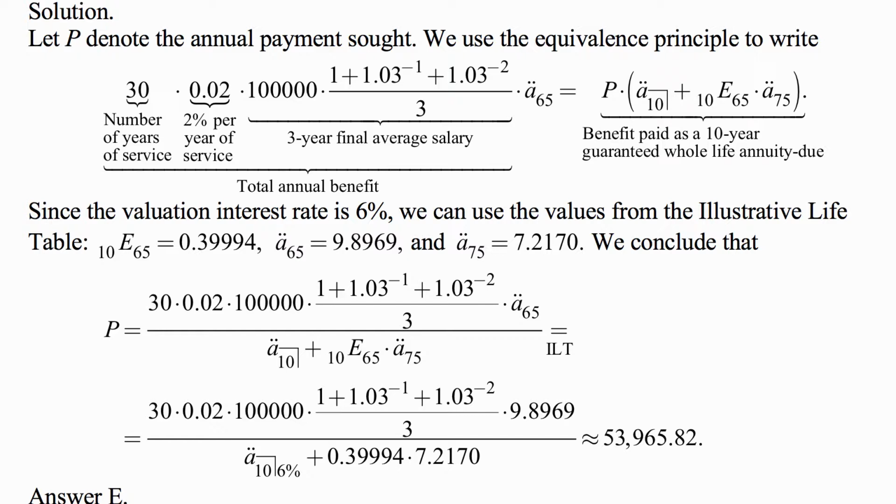And P from all this is then equal to the total annual benefit times ä65 divided by the present value of a unit 10-year guaranteed whole life annuity due. And just plug in what ä65 is. Well, of course, we can calculate ä angle 10 at 6%. We plug in 10E65 and ä75 and then do the calculation. And the answer is approximately 53,965.82, which is answer E.